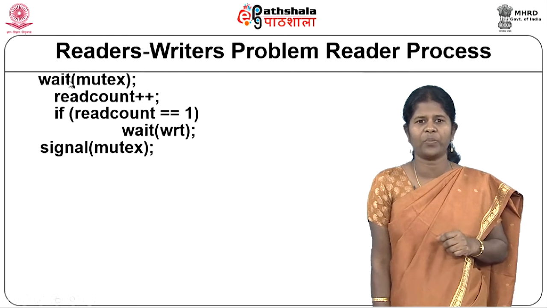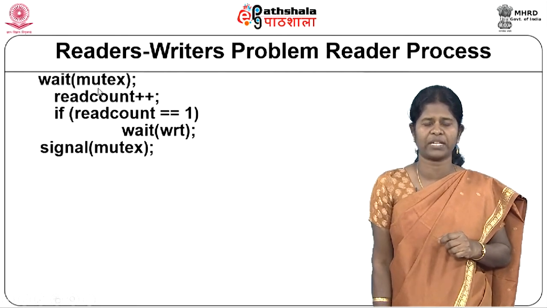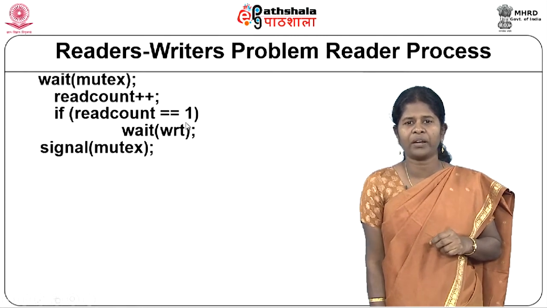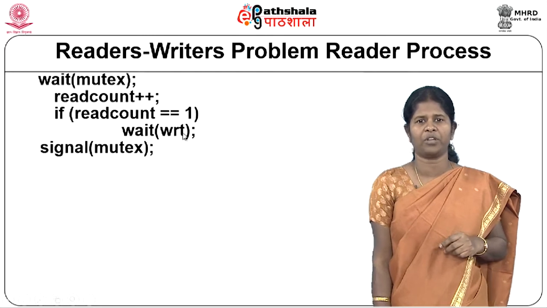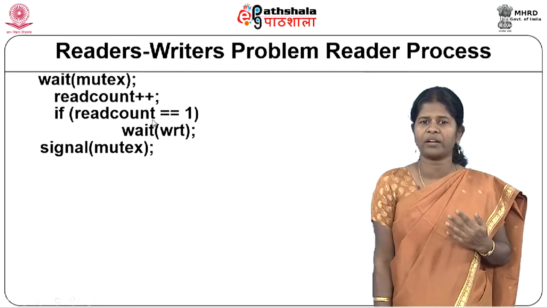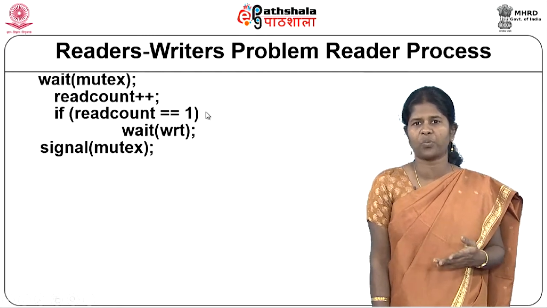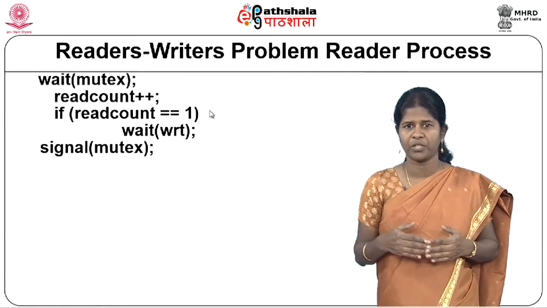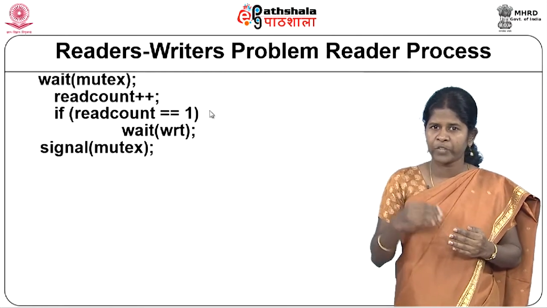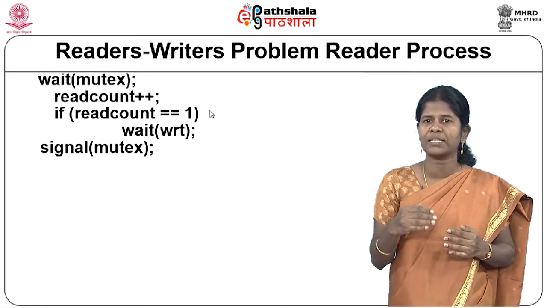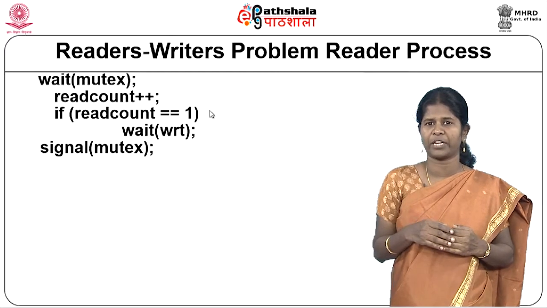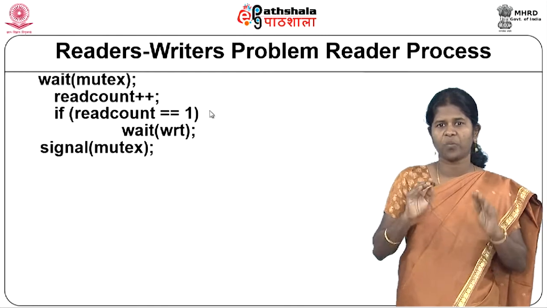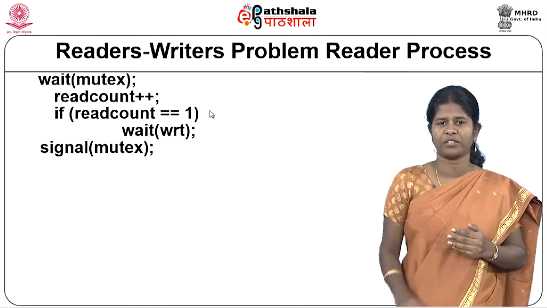Initially, the reader process will wait on this mutex semaphore, which safeguards the read count, and then it will increment the read count, and if read count is equal to 1 then it will wait on WRT. When will read count be equal to 1? It will be equal to 1 when the first reader is trying to read. So, when the first reader is trying to read, it will also check if anyone else is writing into the file at that time. If a process is writing, then this reader will not read, it will just wait. Only after the writer finishes will the reader continue to read.